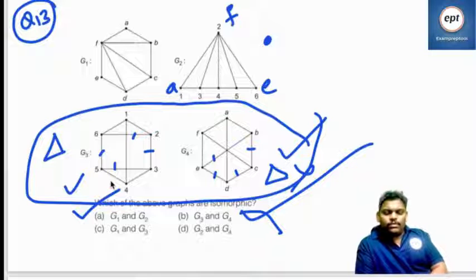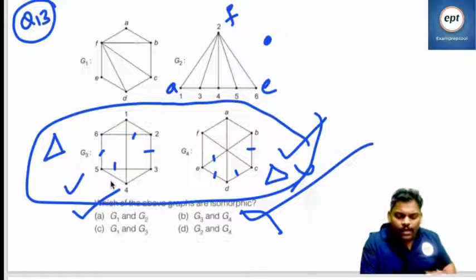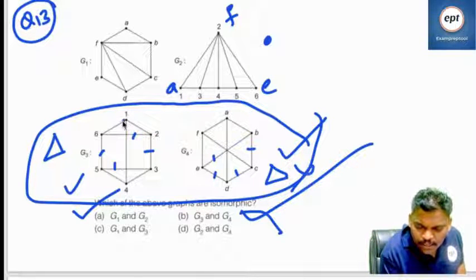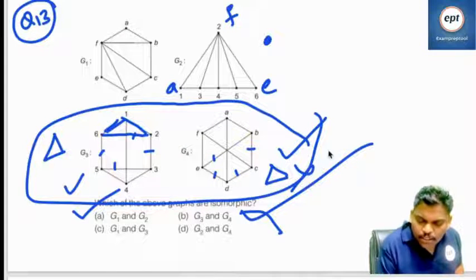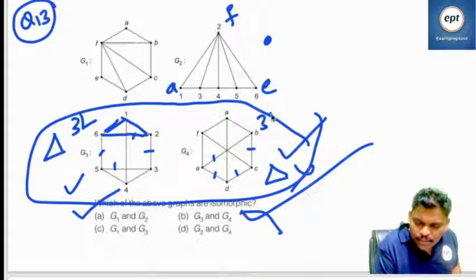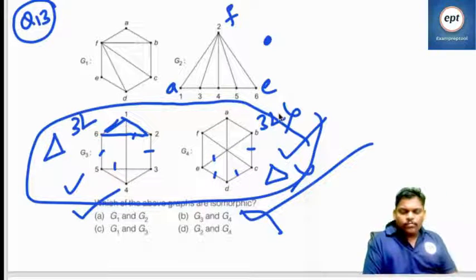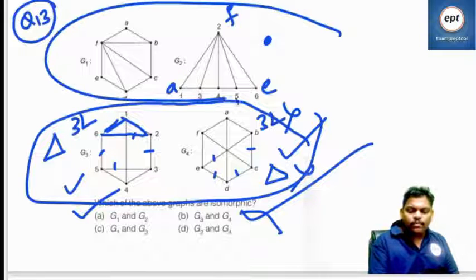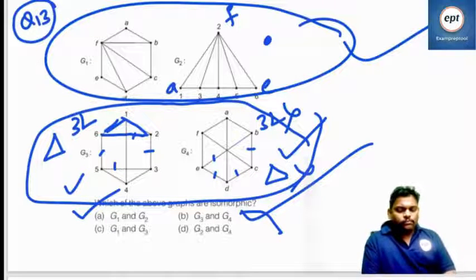Right? Check once. G3 has a triangle. See, G3 has a triangle, but G4 doesn't have it. It doesn't have a 3 length cycle. I think these two look similar. It's a nice problem.